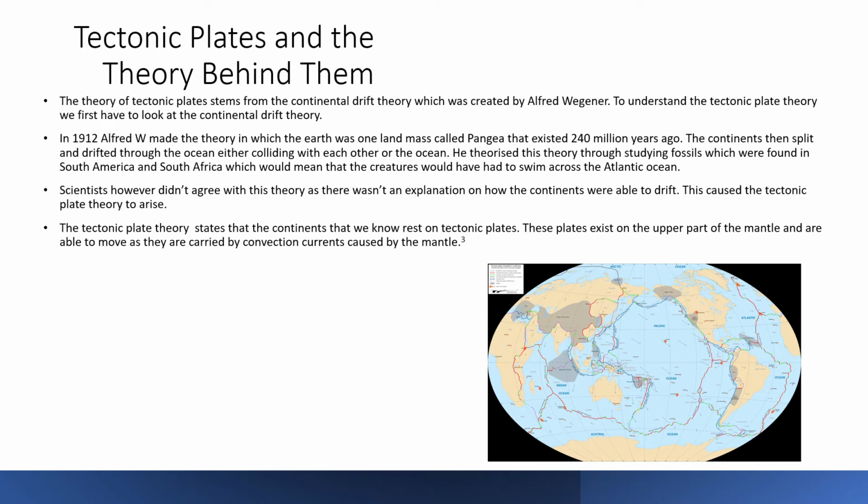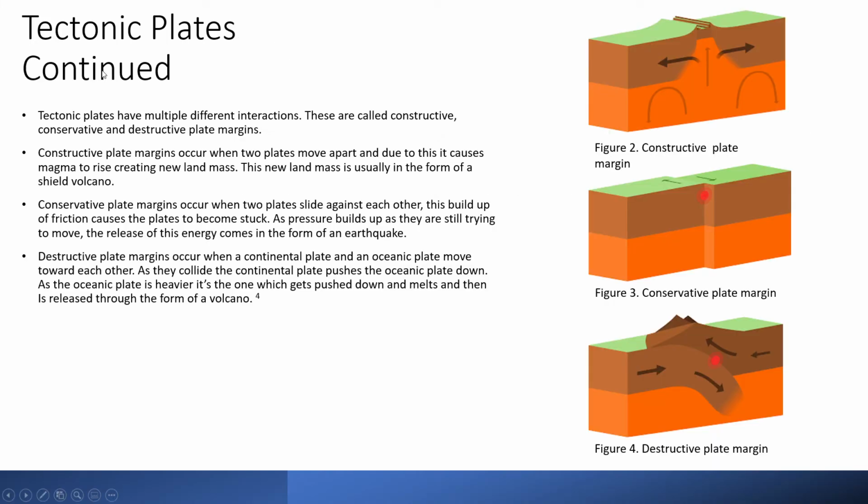Scientists, however, didn't agree with this, as there was no explanation or mechanism on how the continents were able to drift. This is when the tectonic plate theory arose, and they stated that the tectonic plates were able to move due to convection currents caused by the mantle. Tectonic plates have different interactions with each other.